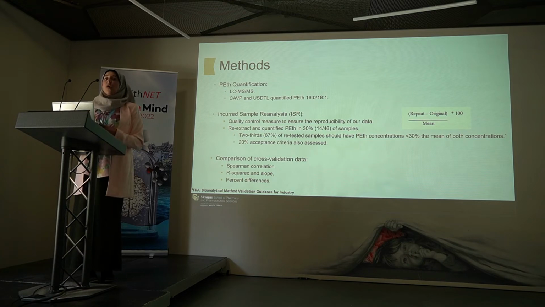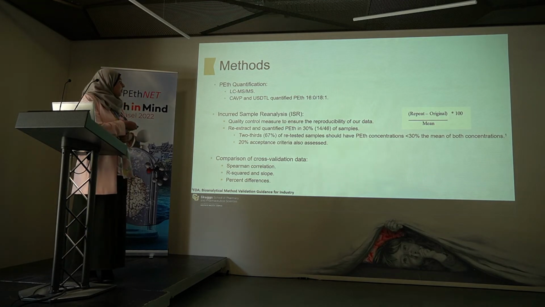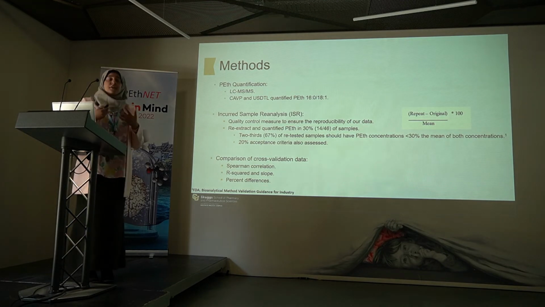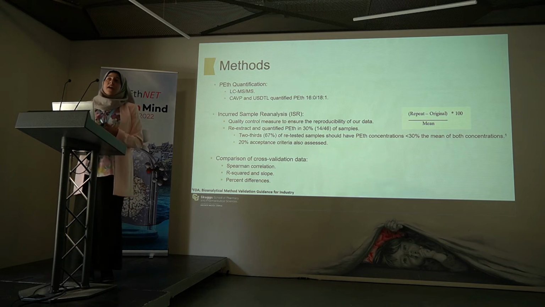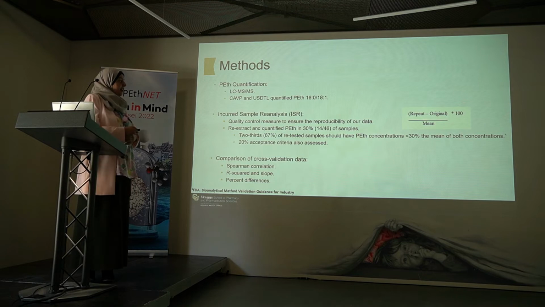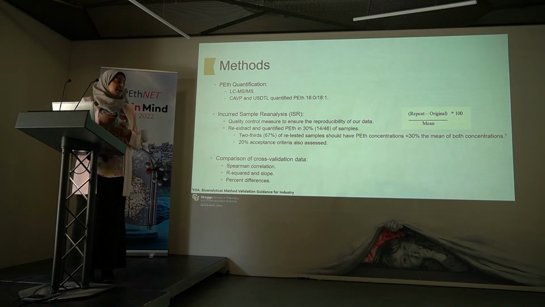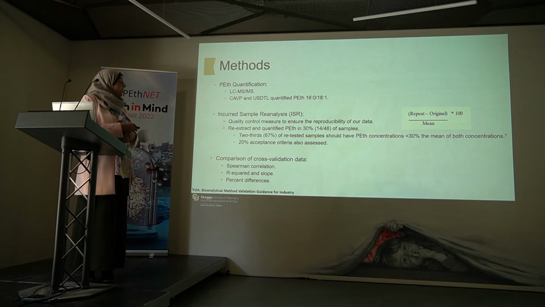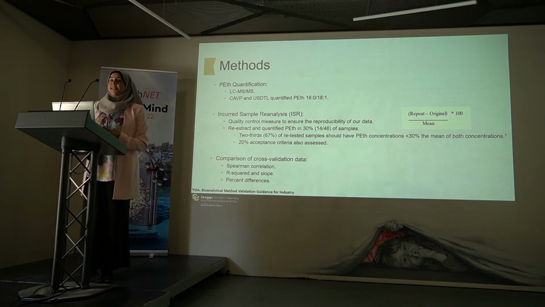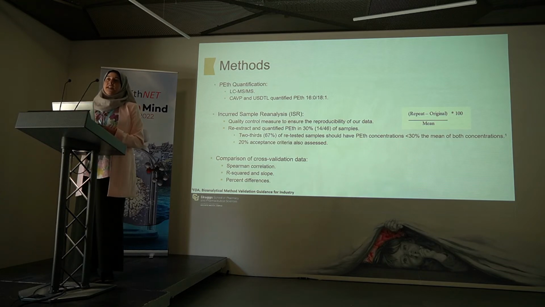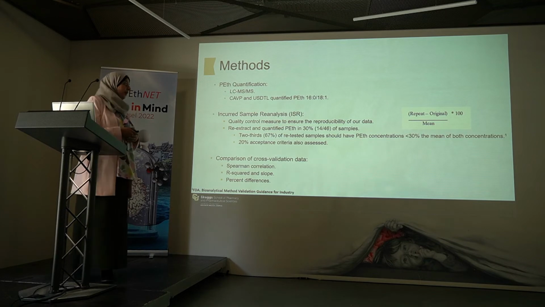After our lab quantified PEth in those cross-validation samples, we did something called incurred sample reanalysis, or ISR, and this is a quality control measure to ensure the reproducibility of our data. What we did was we re-extracted and quantified PEth in 30% of our samples, and then found the percent difference between repeated and original concentrations using this formula here. An acceptance criterion for ISR is that the percent difference be less than 30% for 2/3 of the retested samples, though we also assessed our data with a 20% acceptance criterion as well.